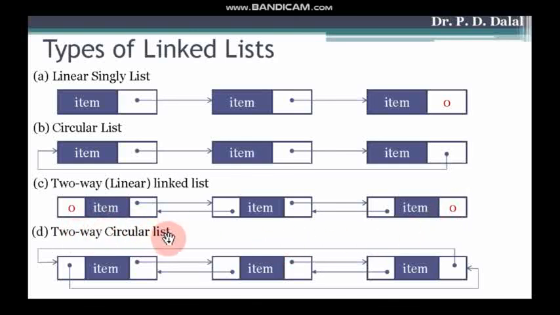Two-way circular list, two-way linear plus circular. Here the next node will be the first node, and here the previous node will be the last node. So it is a two-way circular list.